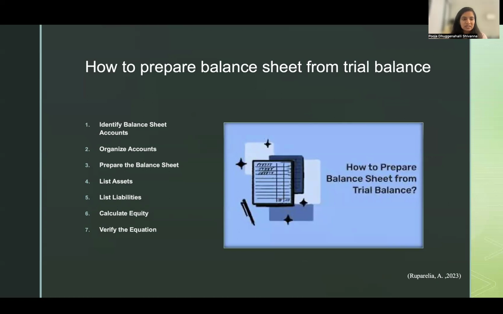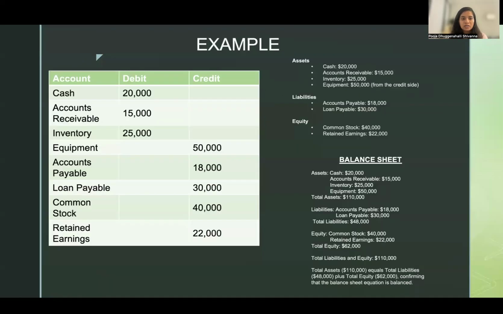These are the steps to be followed. First, you have to identify the balance sheet accounts, then organize those accounts, then prepare the balance sheet, list the assets, list the liabilities, calculate equity, and then verify the equation. So this is one example. Here you can see the table which shows the accounts and the debit and the credit. It shows cash, accounts receivable, inventory, equipment, accounts payable, loan payable, common stock, and retained earnings.